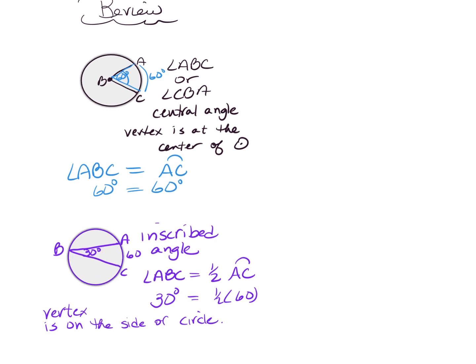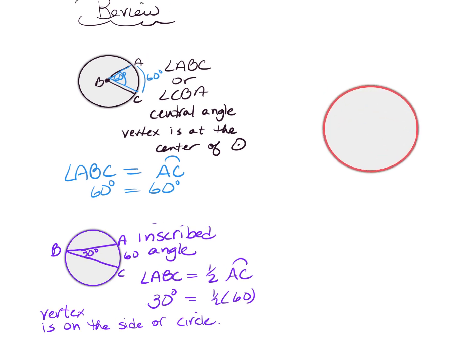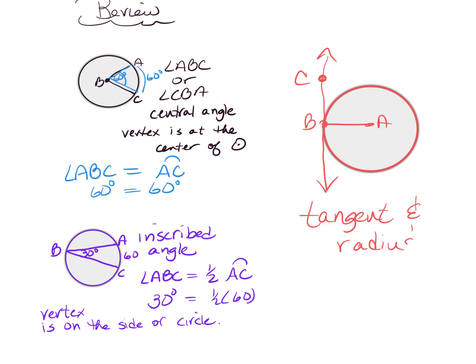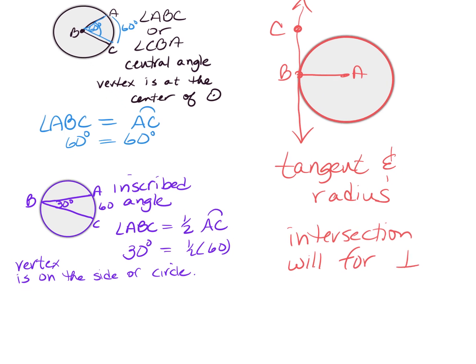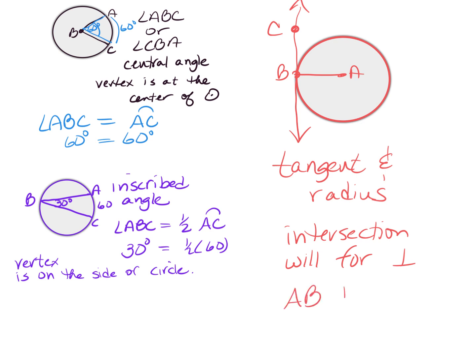And then the third one that we've already talked about is when you have a tangent and a radius. So if I have a radius and a tangent, let's call this A, B, C. So this will be a tangent and a radius. When they intersect, their intersection will form perpendicular segments or perpendicular lines. So in this case, you could say that AB is perpendicular to BC.